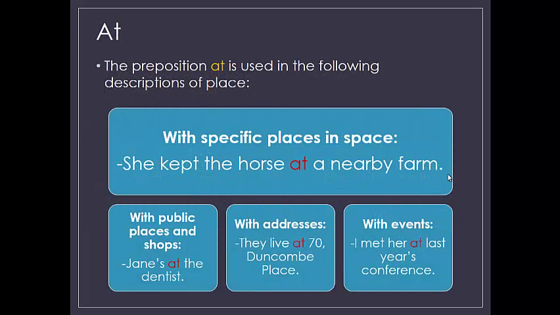The preposition at is used with specific places in space. Example, she keeps the horse at the nearby farm. With public places and shops. Example, James is at the dentist. With addresses. Example, they live at 17 Duncan Place. With events. Example, I met her at last year's conference.